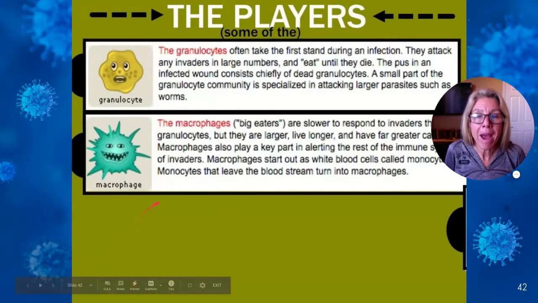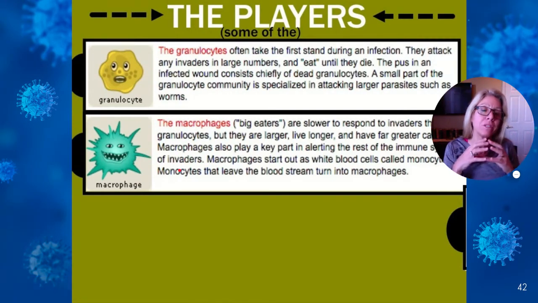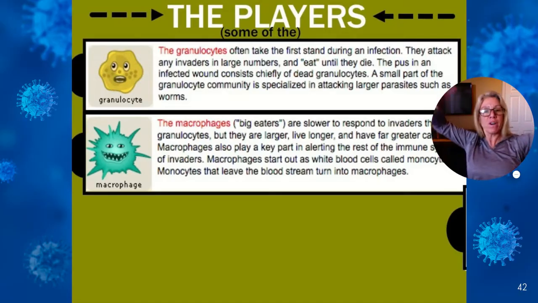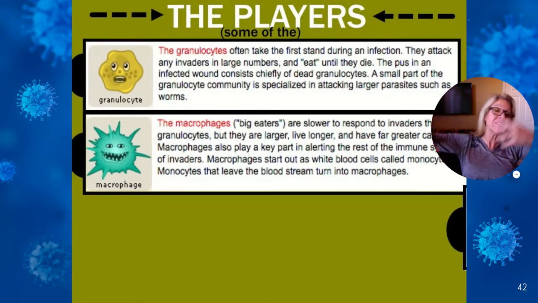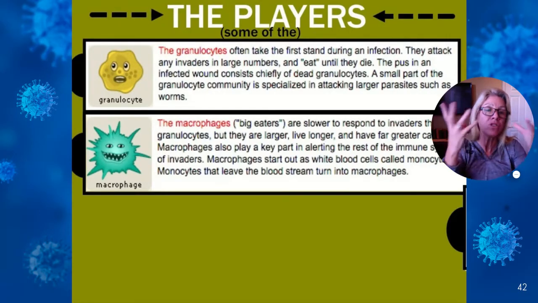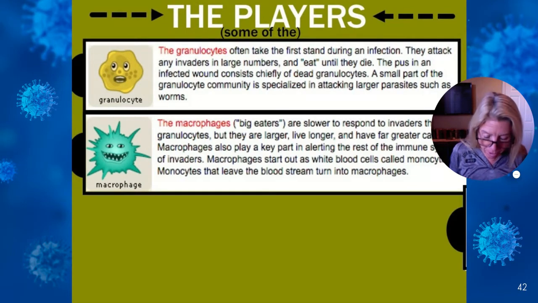And then macrophages, these are big eaters. But the thing is, they get into the site of the infection by being a little bit smaller. They're called monocytes. And that's how they can get in. And then they grow into these giant macrophages, and they will stay in that one place and eat until they kill themselves from eating and consuming and destroying all that bacteria. They can also send out warning signals to alert the rest of your body. So they play a key part.